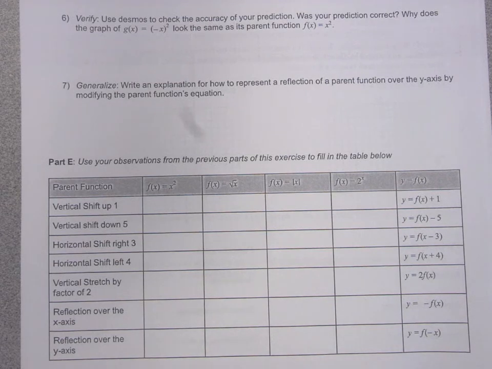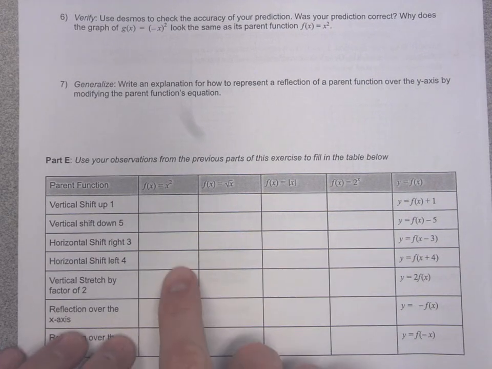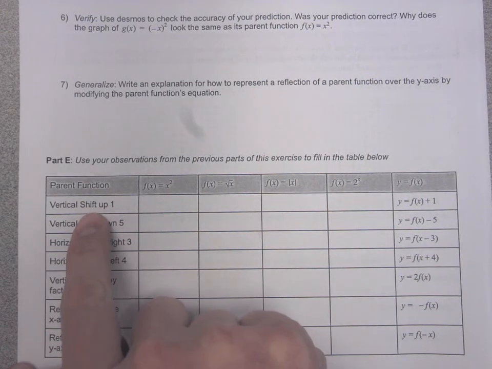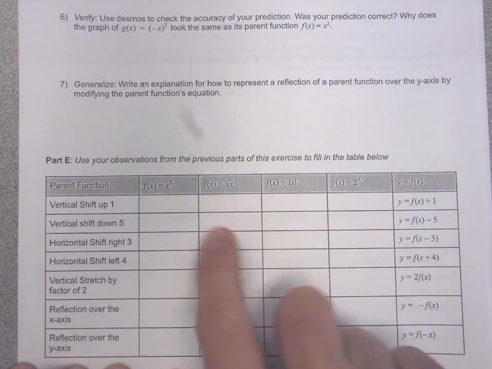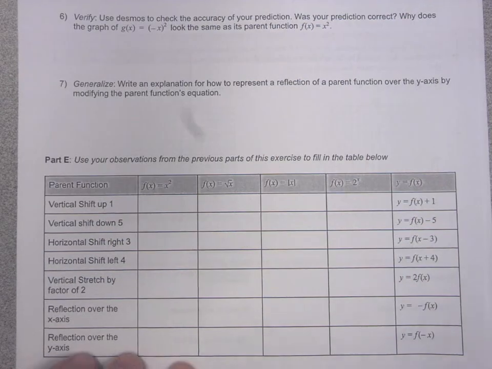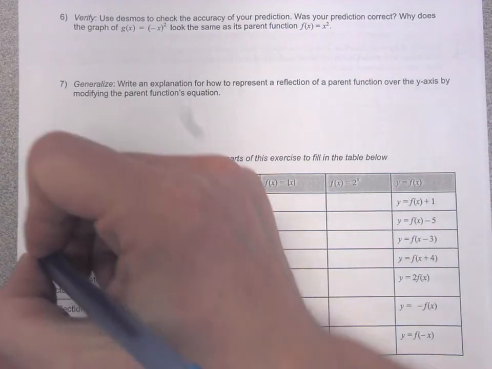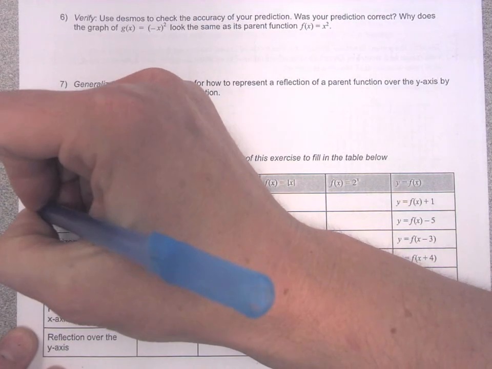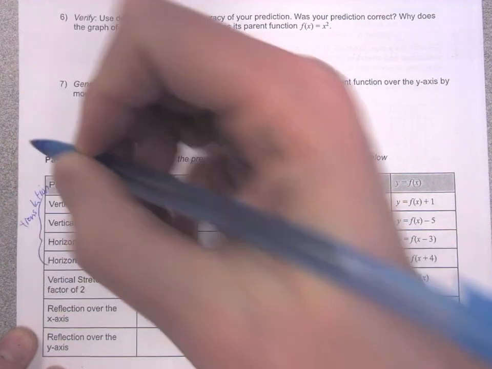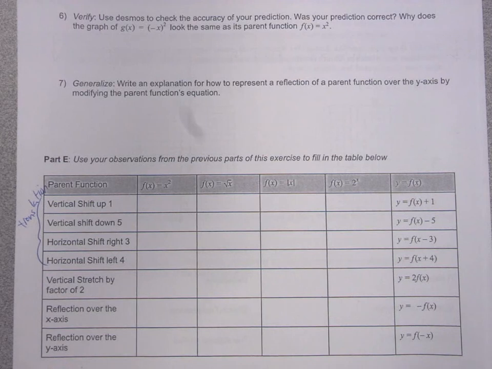All right, so if you're watching this, you should have already finished parts A through D. But what I want to show you is a compare and contrast of how these different transformations look for different functions, because they're actually going to be pretty similar. The first four are what we call translations, right? Another way to put translations is shifts. We can go up, down, left, or right.